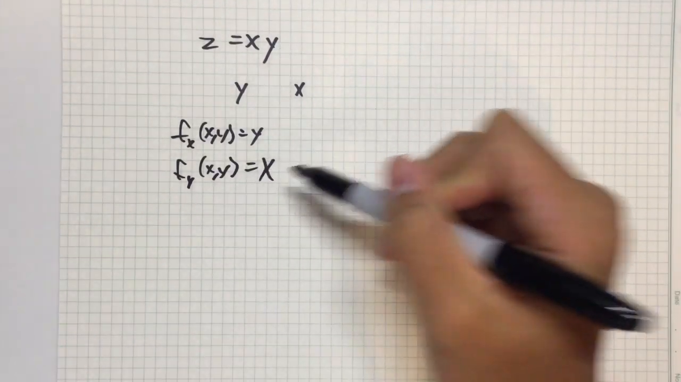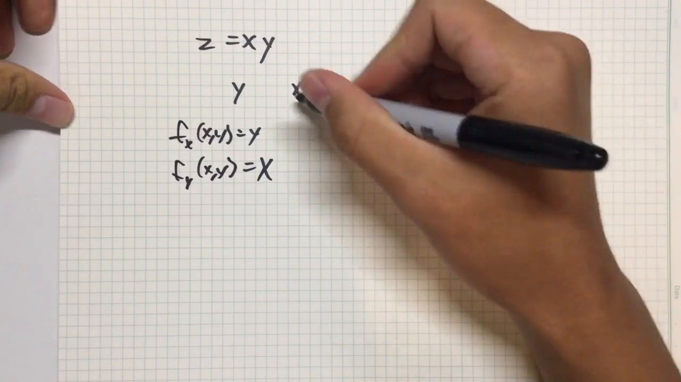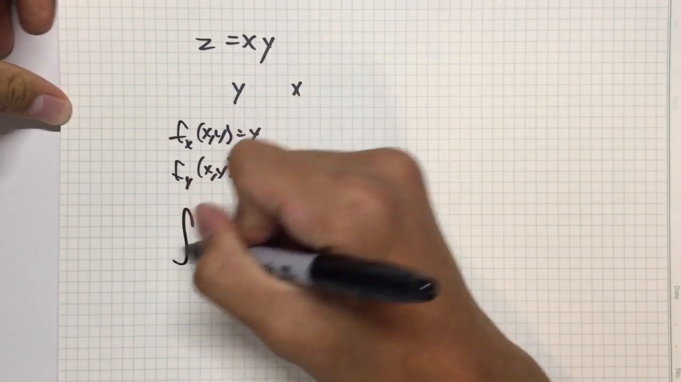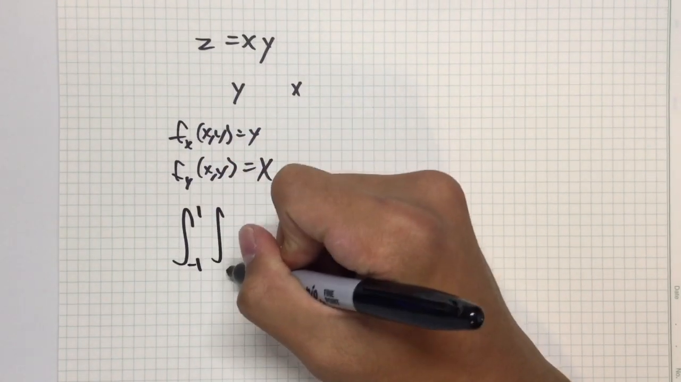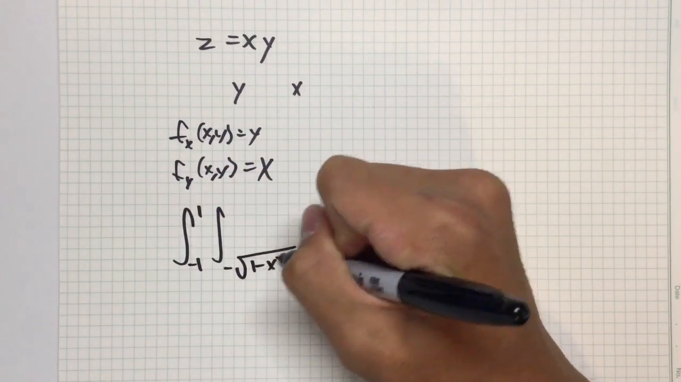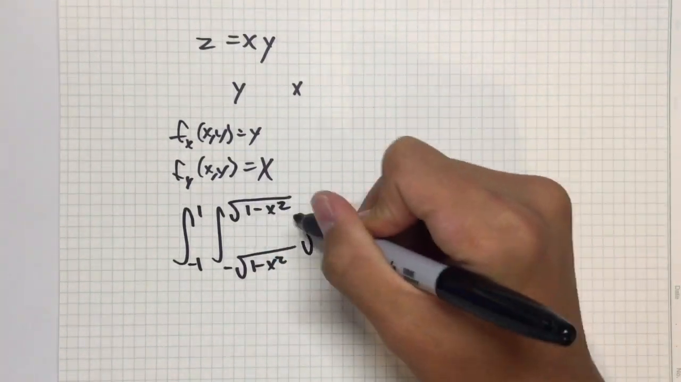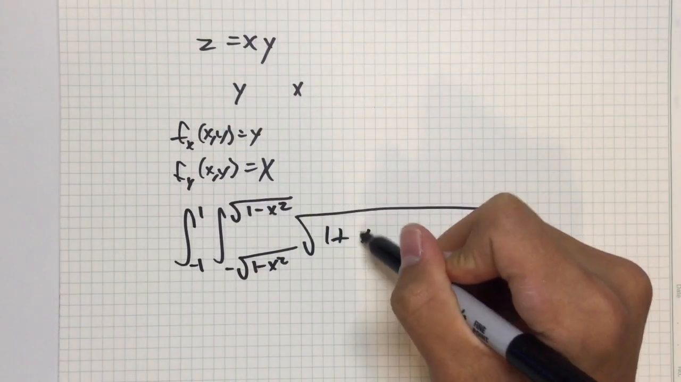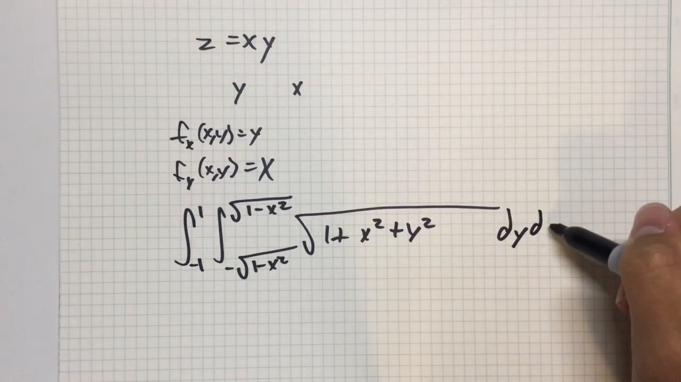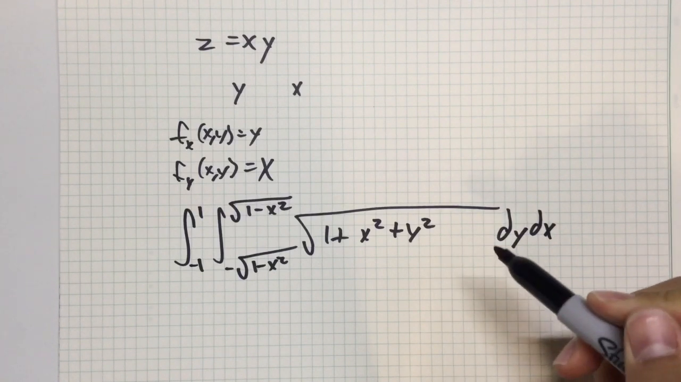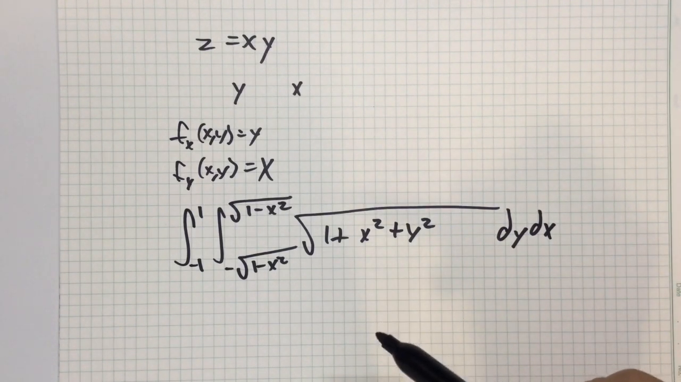All right. Now we can just plug everything in. So it's the integral from negative 1 to 1, and negative square root of 1 minus x squared to square root of 1 minus x squared, of the square root of 1 plus x squared plus y squared, dy dx. So this is the integral, and we just learned to set up an integral for the surface area.